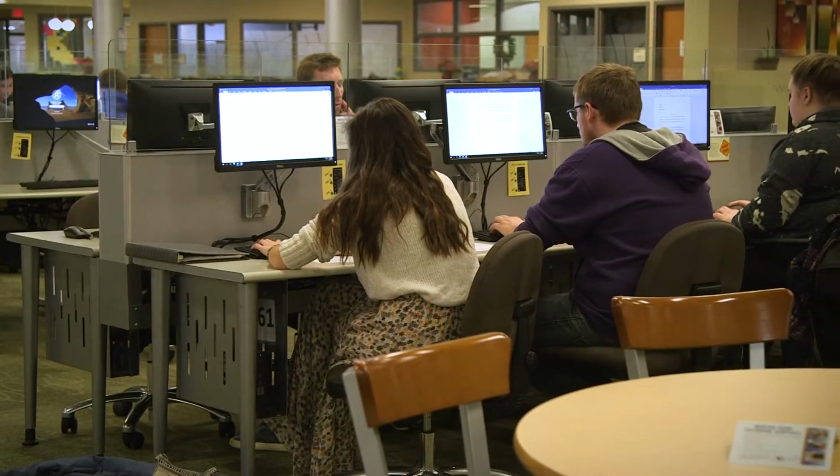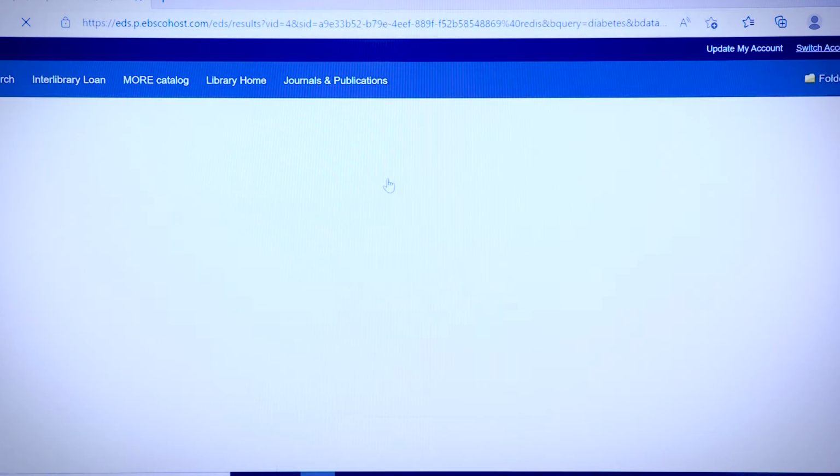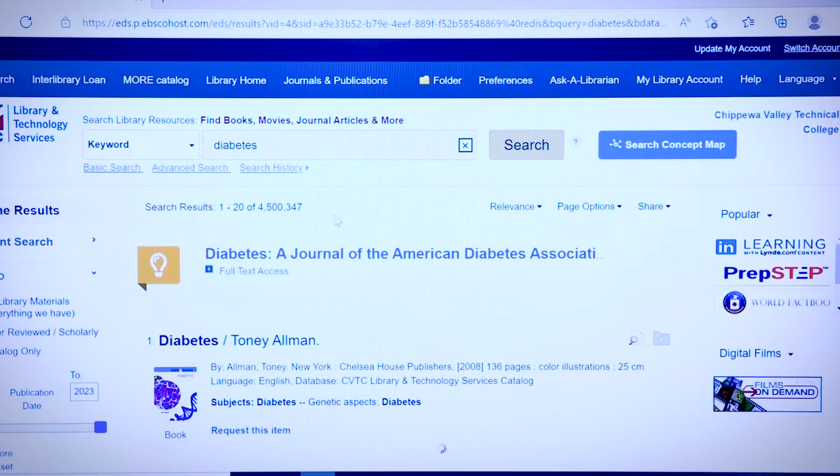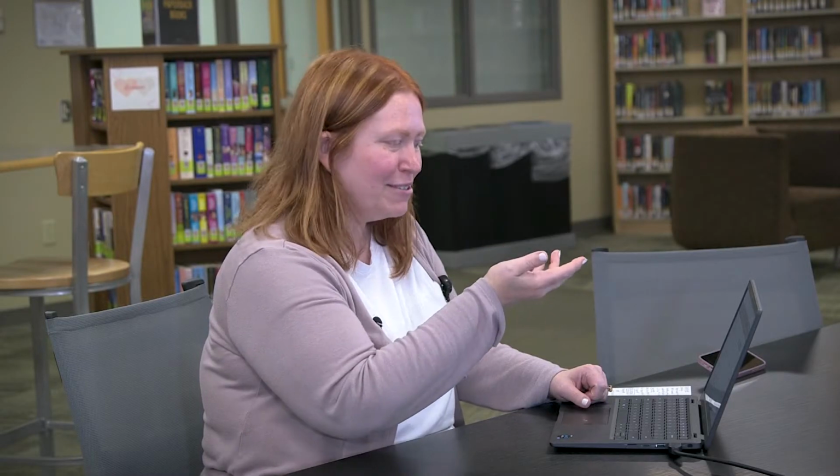So I'm going to start with just a general search term here, diabetes, because it gets us lots of results. We have over 30 million materials in our library that we have access to digitally and physically. But when we search for diabetes, we have over 4 million, and that's really overwhelming. That's one of the reasons that we don't like to do research generally, because there are 4 million results to look through. So there are some things that we want to look for to help us narrow that down and really get to the best information.